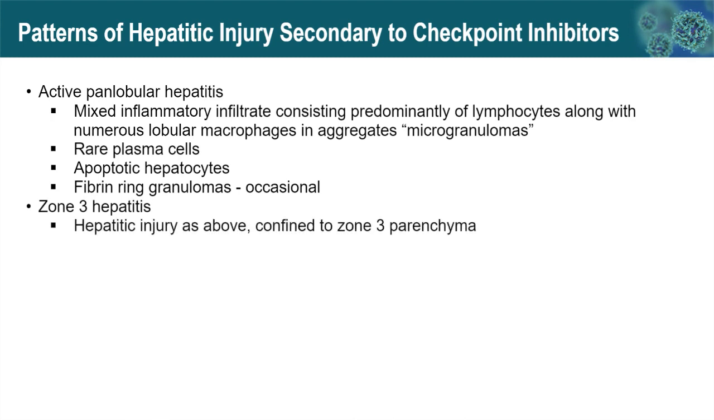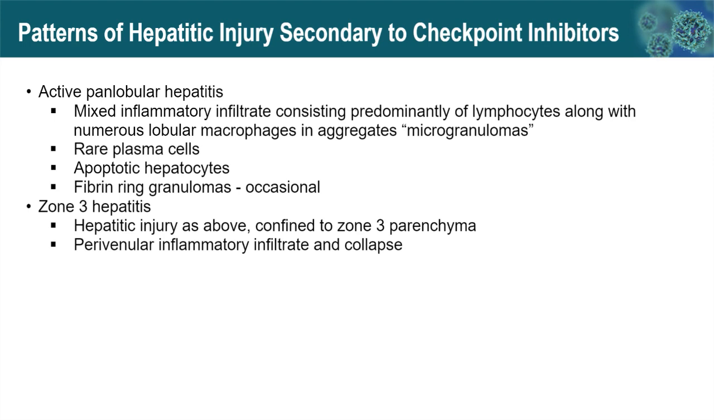The findings are similar, comprising a mixed inflammatory infiltrate consisting predominantly of lymphocytes, but then there's also association of the perivenular inflammatory infiltrate and collapse of the perivenular hepatic parenchyma.